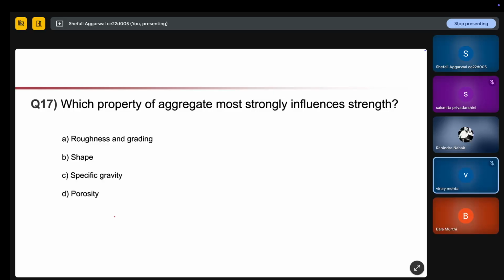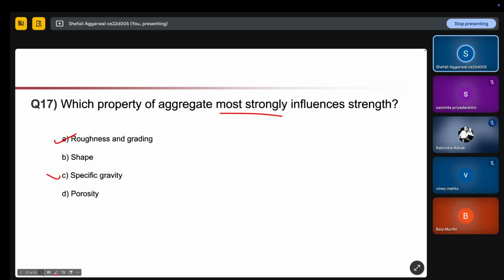Specific gravity. Actually, all the properties will affect the strength. So it is asking which most strongly affects the strength property. It will actually be roughness and grading, because it will affect your ITZ area, your roughness and grading of your aggregate. And grading, if it is a well graded concrete, that means it will be a more compact structure as compared to your poorly graded material. So the answer will be roughness and grading.